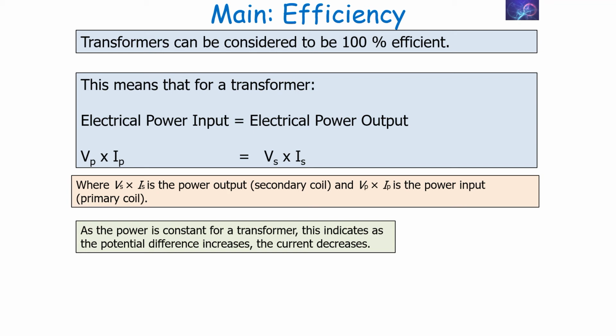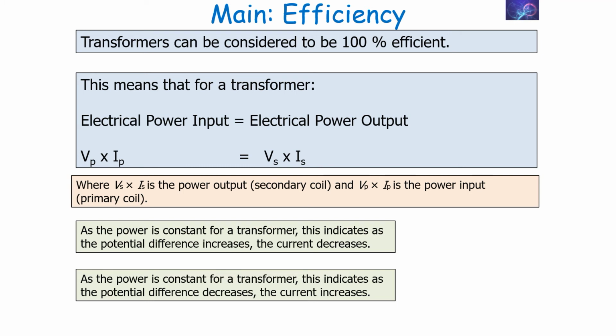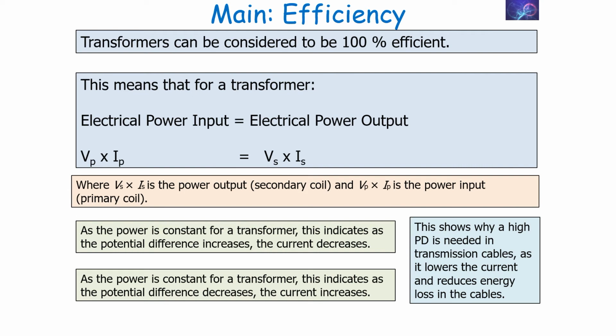Now, as the power is constant for a transformer, this indicates that as the potential difference increases, the current has to decrease, and that as the potential difference decreases, the current increases, which shows us why a high potential difference is needed in transmission cables in our national grid, because when you have a high potential difference, it lowers the current and therefore it reduces the energy loss in the cable, because it's the current going through the transmission cable that will produce energy dissipation.